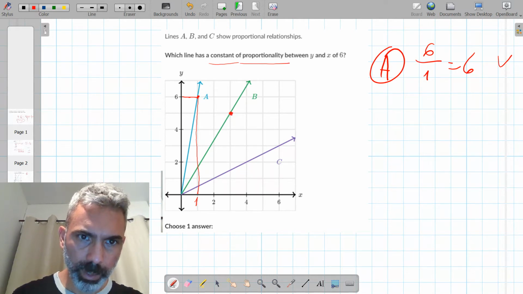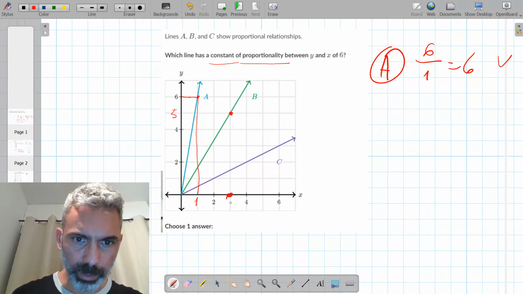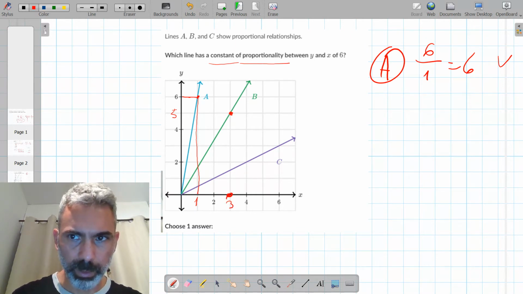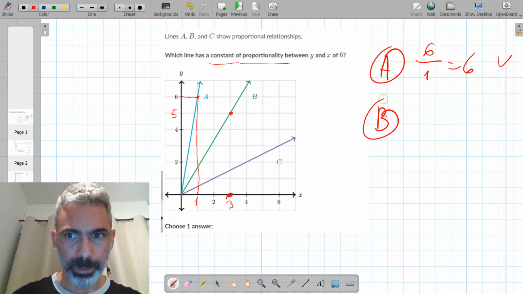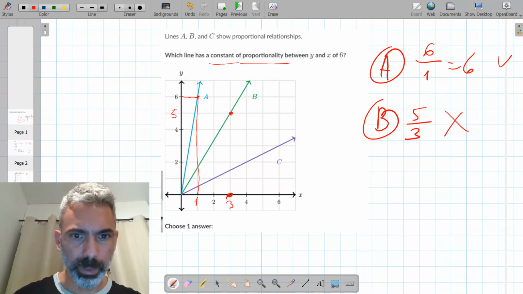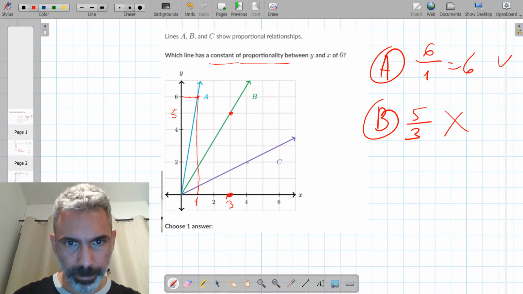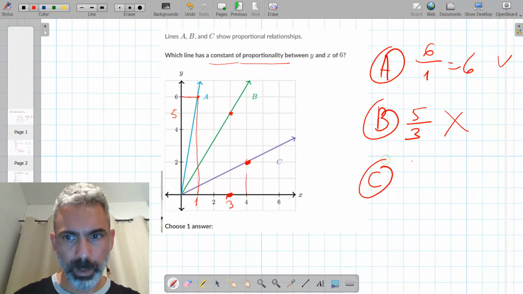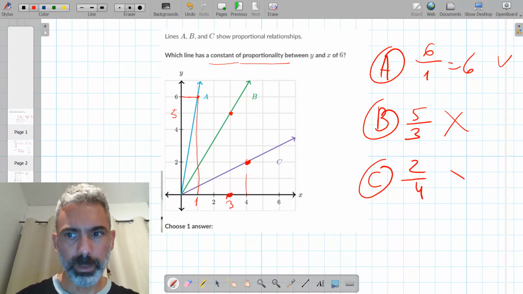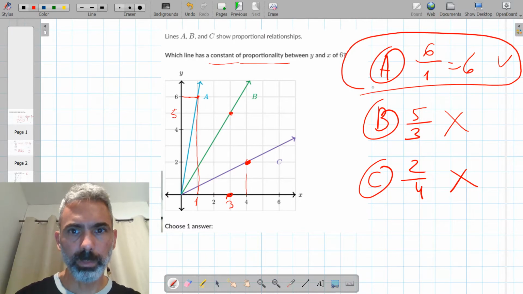Here the point, the y is 5 and the x is 3. So the constant of proportionality in the B line is 5/3 between y and x. So this is incorrect. And C, the constant of proportionality between y and x is 2/4. So this is incorrect. So the correct option is A.